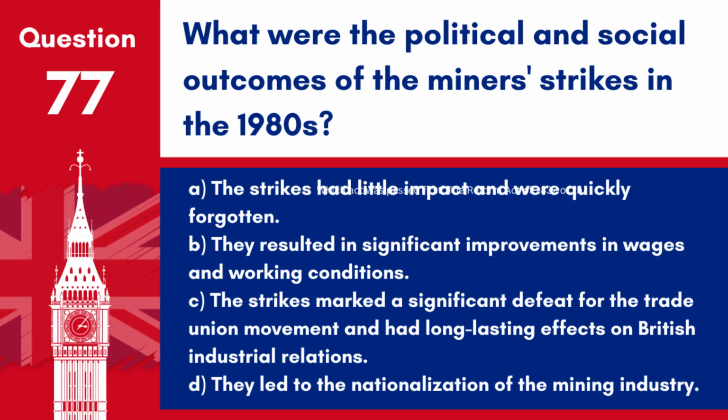Question 77. What were the political and social outcomes of the miners' strikes in the 1980s? A. The strikes had little impact and were quickly forgotten. B. They resulted in significant improvements in wages and working conditions. C. The strikes marked a significant defeat for the trade union movement and had long-lasting effects on British industrial relations. D. They led to the nationalisation of the mining industry.